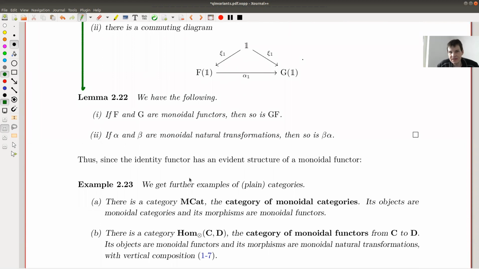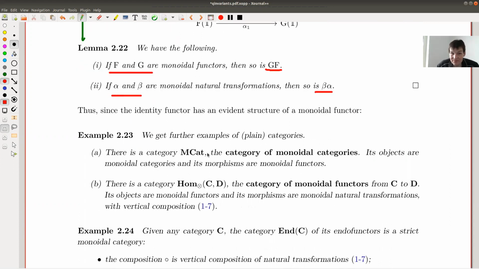Okay. And the point is, as usual, composition of monoidal functors is a monoidal functor. Composition of monoidal transformations is a monoidal transformation. So you get more examples of categories, which we will use throughout. Namely, you get the category of monoidal functors. I call it MCAT. Objects are monoidal categories, and morphisms are monoidal functors.